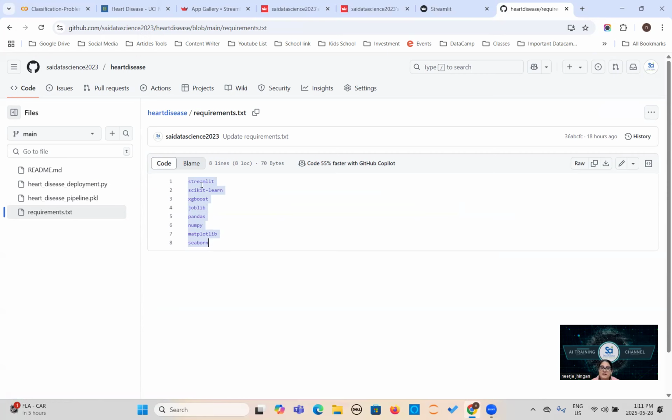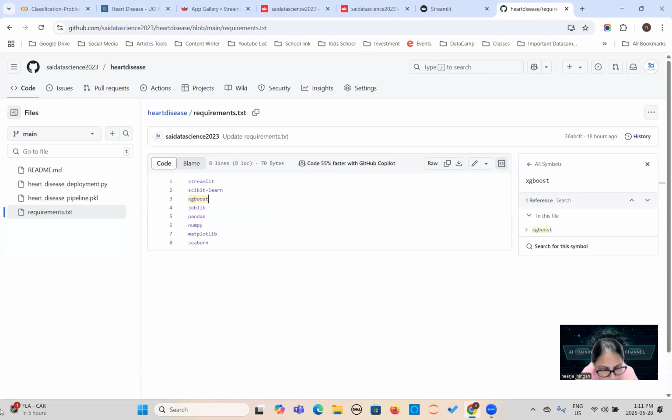We have used pandas, streamlit, scikit-learn, these models, right? And then we have used matplotlib. Even if I have mentioned XGBoost, I did not mention logistic regression. We don't need it because our model will handle it. Okay, but scikit-learn, joblib, pandas, numpy, matplotlib, seaborn are important.